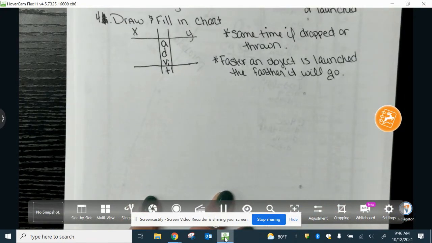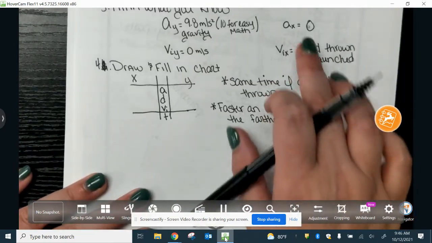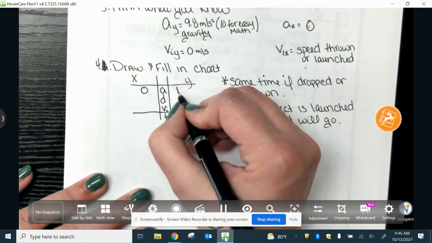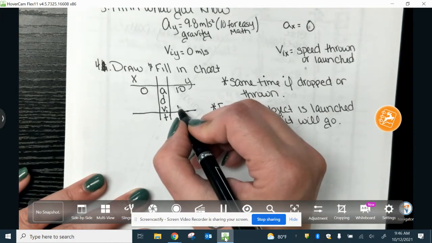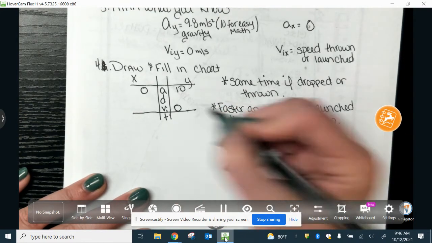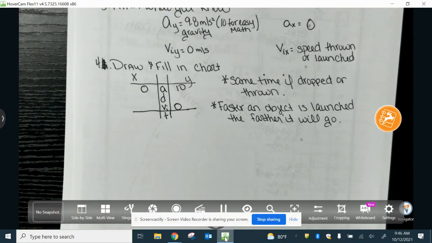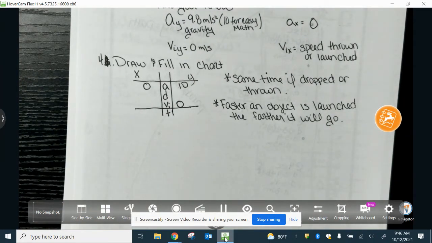Okay, so we're going to fill in this T-chart. Acceleration, see that? Acceleration in the X direction, 0. And the Y, 10 for easy math. Initial velocity in the Y direction, 0. I know this. This is what I'm expecting you to know on the test, is how to get this far. Everything else can be filled in from the problem.